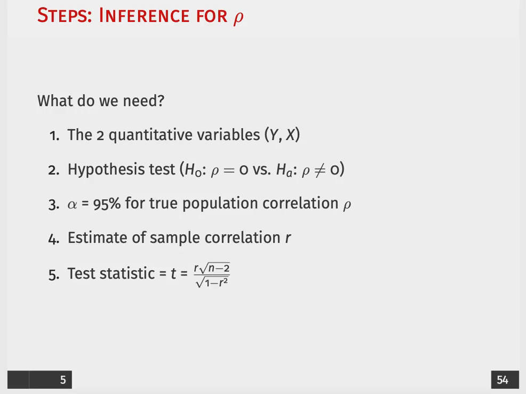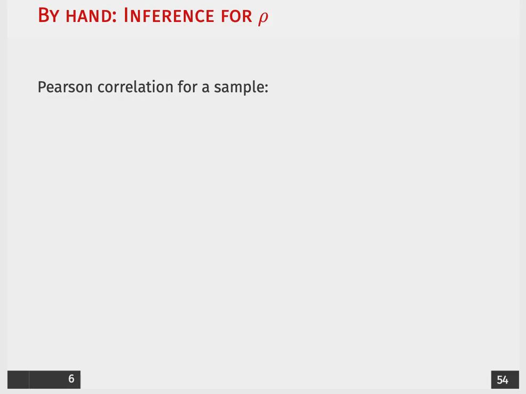And then we'll take an estimate of our sample correlation. That's going to be small rho r. We'll generate that test statistic, right? And we'll talk about what that entails. We'll get a p-value then, and then we can make some sort of inference about our null hypothesis. So let's construct this by hand.